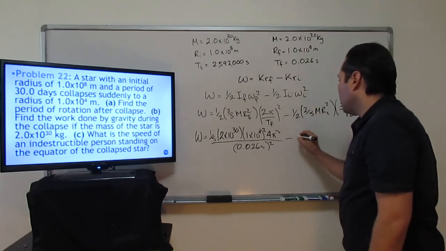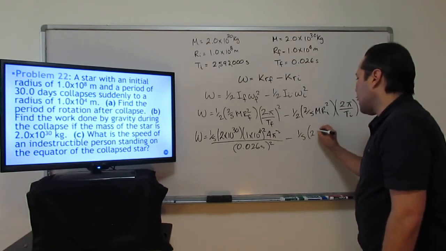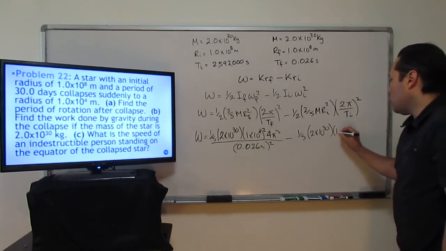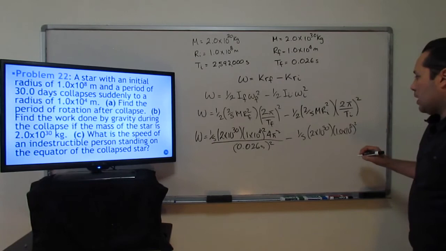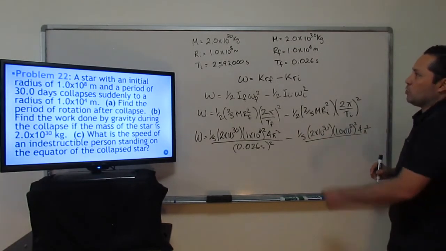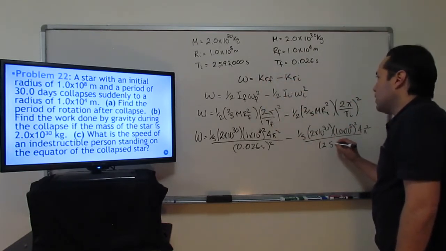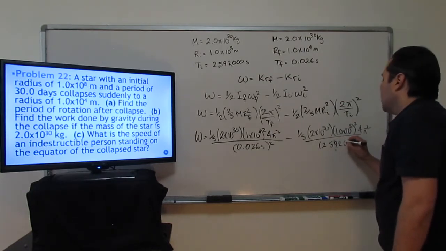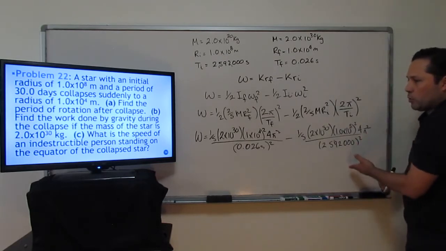On the right side, we're going to have very similar: 1 over 5 multiplied times m, same mass. The mass did not change. Multiplied times radius initial, which is 1.0 times 10 to the 8, and that is squared, and times 4 pi squared over the Ti, which is squared. The initial period was this very large number, 2,592,000 seconds squared. Alright, so that is all the numbers we're going to go ahead and plug in.